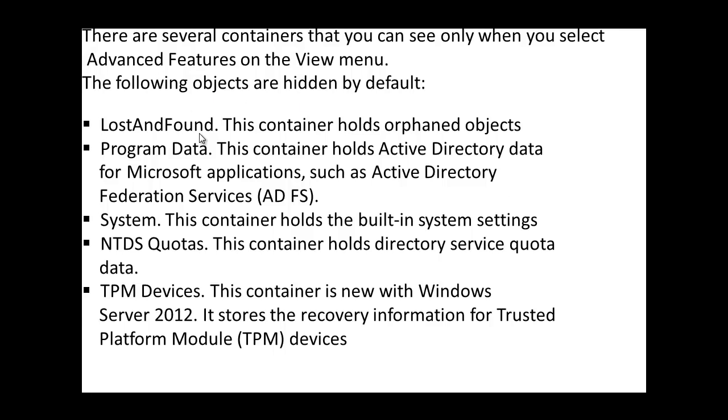The lost and found container holds orphaned objects. Program data container holds Active Directory data for Microsoft applications. The system container holds the built-in settings. Then you have the NTDS quotas, and this container holds directory service quota data. Then you have the TPM devices, and this is new within Windows 2012, and it stores the recovery information for TPM devices.